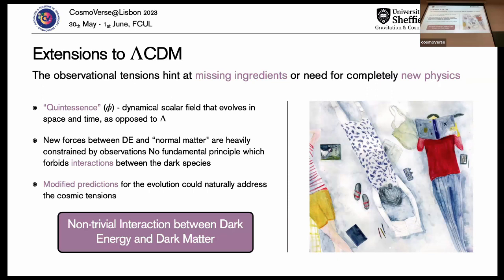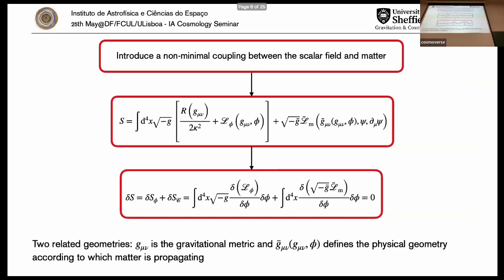And only with dark matter, because we know that with baryons and photons, this will be very constrained by local measurements. Okay, so the hope, again, is that maybe we can explain the tensions, or at least part of the tensions, with these modified predictions. So we consider one interaction between dark energy and dark matter. Now, this is very general, but the models we studied, we tried to have some kind of motivation for where this coupling comes from.